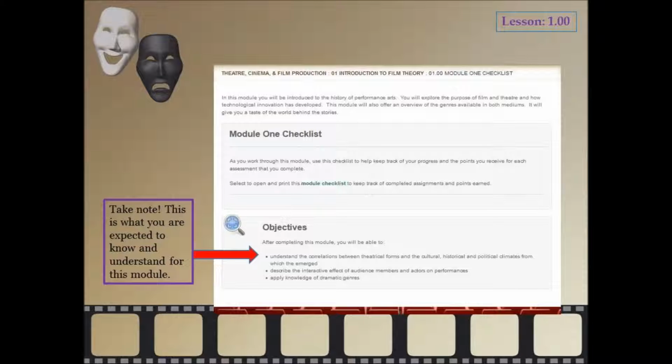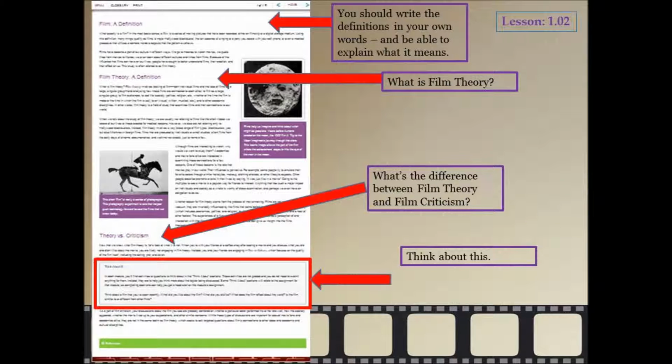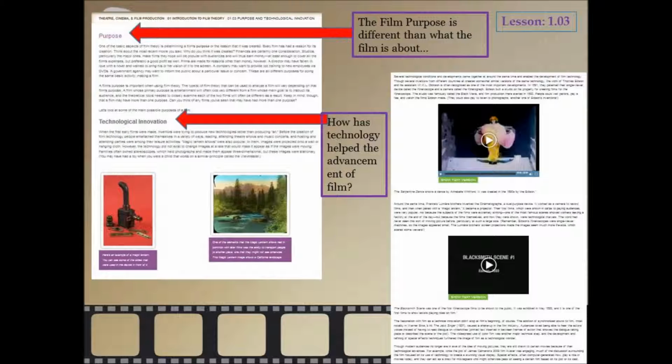The first lesson is always going to contain your objectives. This is what we want you to look at as you're going through the course. Watch the little videos that are in the lesson. Take notes of the different headlines and the key terms. They're usually in bold, and you'll be able to identify those pretty quickly, as you can see from the slides here. They'll ask questions like, what is film theory?